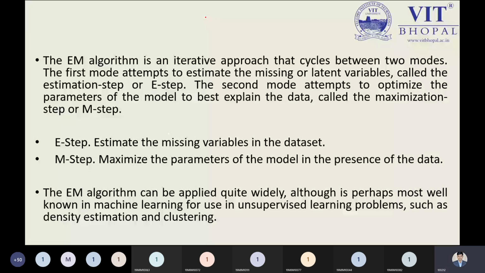In the diagram, in the flow chart, we will see there are only two steps. One is the E step, the other one is the M step. In the E step, we need to estimate the missing variable in the data set. Suppose you have incomplete data, then are you able to justify that point? Will you have good accuracy?